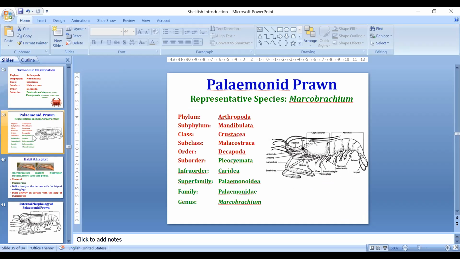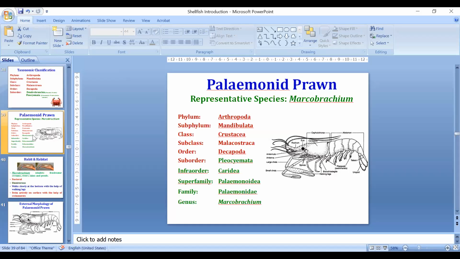Okay, so I have taken one representative species from the Palaemonid prawn, the prawn which belongs to the suborder Pleocyemata. The genus is Macrobrachium. The prawns belonging to Macrobrachium are also known as freshwater prawns because they inhabit freshwater streams. For reproduction they need saline water, but they can thrive well in freshwater. That's why they are known as freshwater prawns.